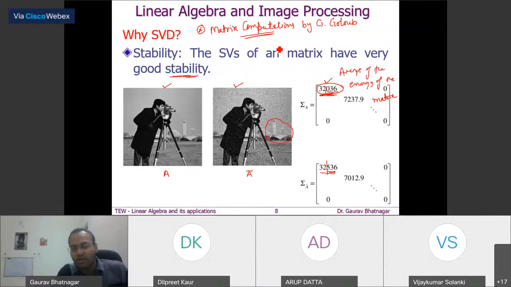Okay, so this is all about why we have to use SVD. I have given you the three reasons why we have to use SVD. One is that it is resilient with respect to rotation, at least for some angles, and then the singular values have very good stability when you introduce corruption in the matrix, or you have a slight change in the entries of your matrix.